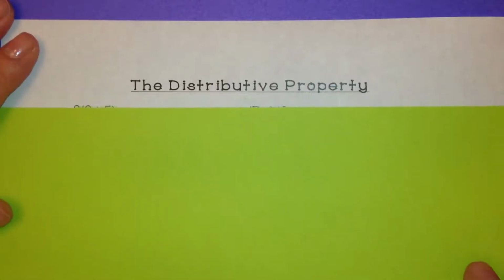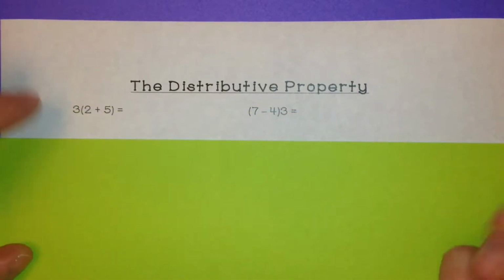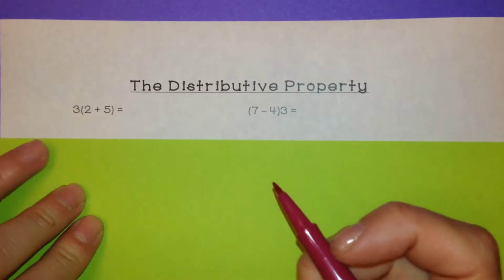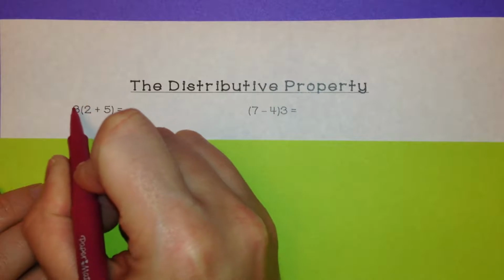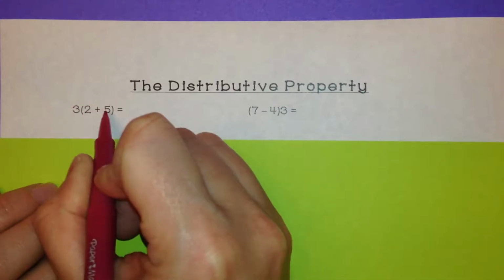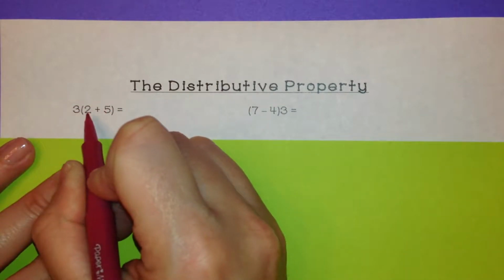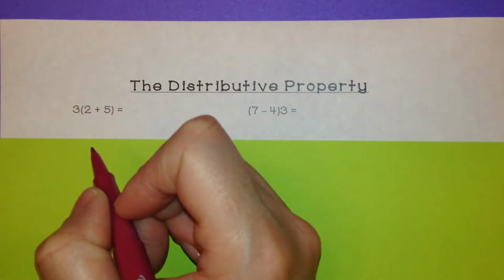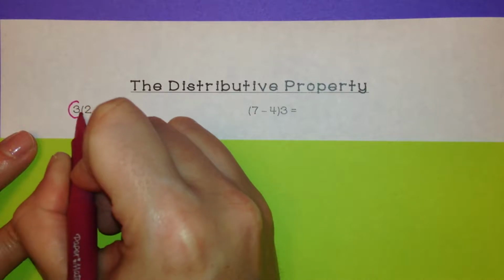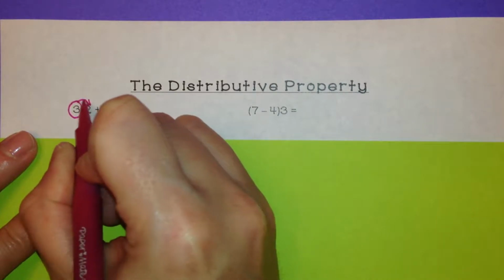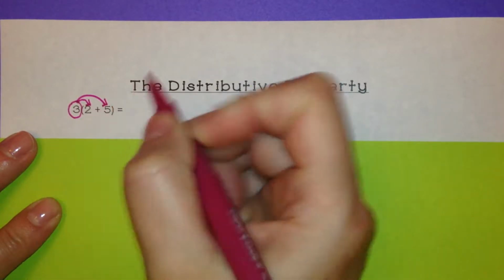This video is on the distributive property. So the distributive property basically just says if you have a number outside of the parentheses, you're going to distribute it with everything inside. If a number's right outside the parenthesis, it means it's being multiplied by what's inside. So we're going to take this 3 outside our parenthesis and multiply it by all the terms inside.